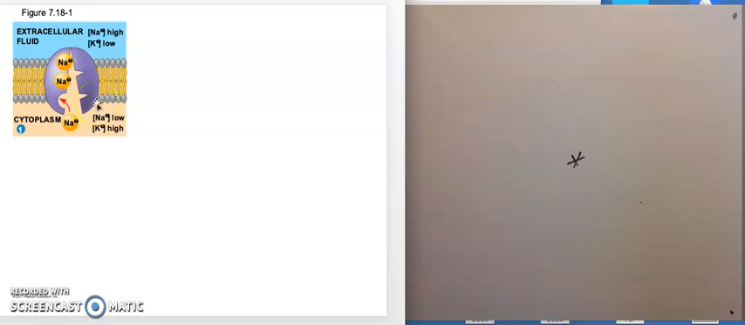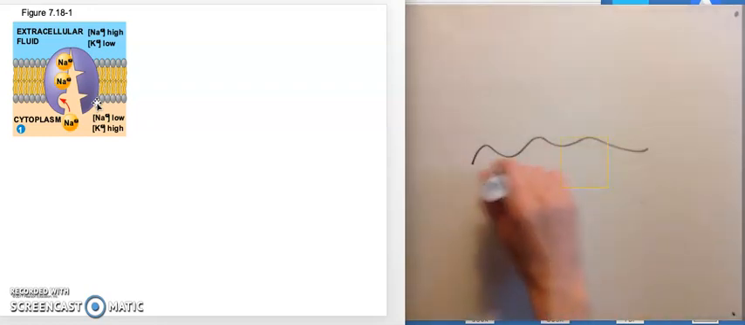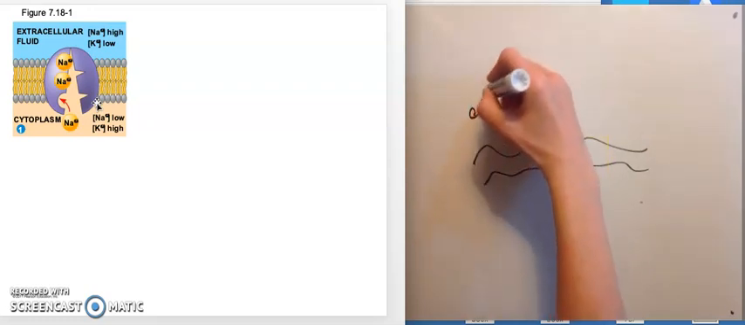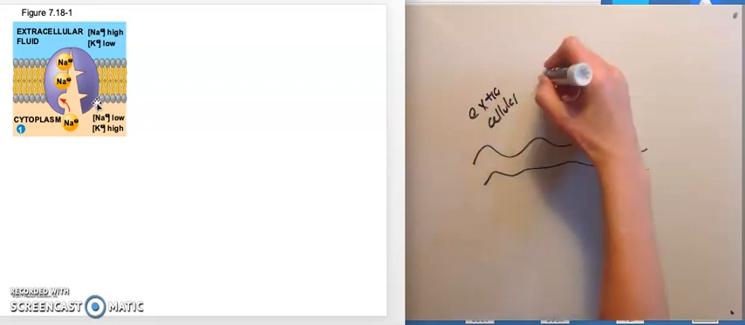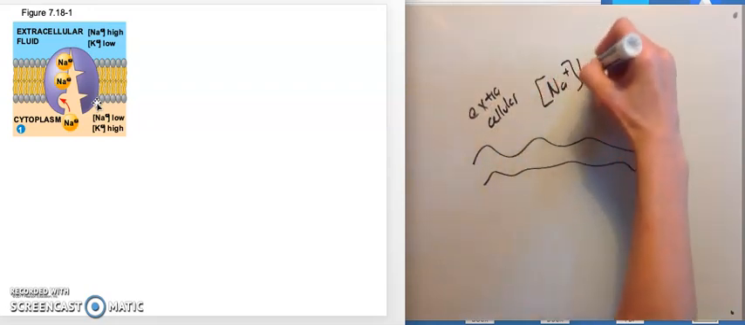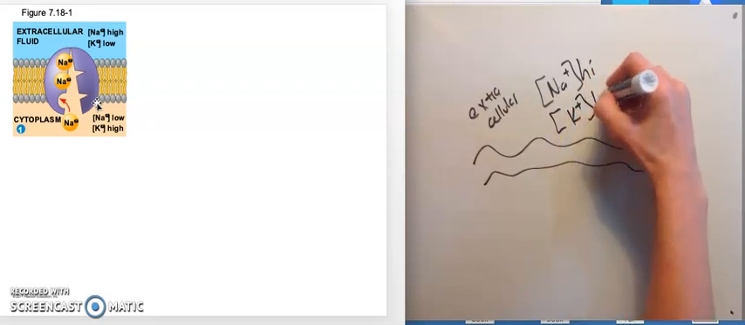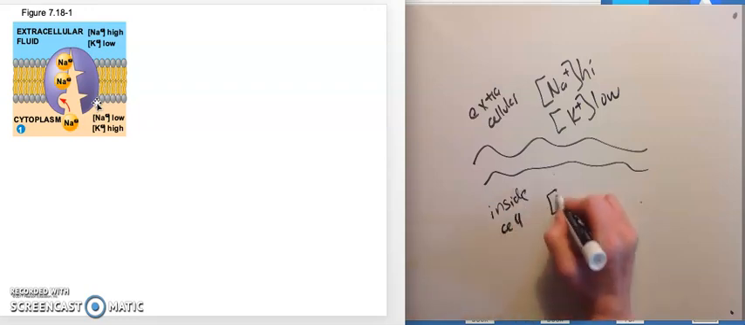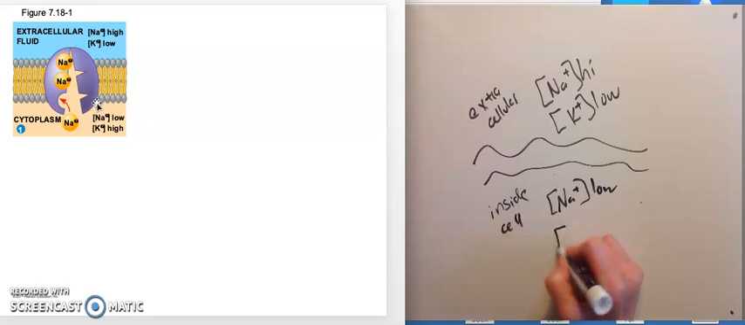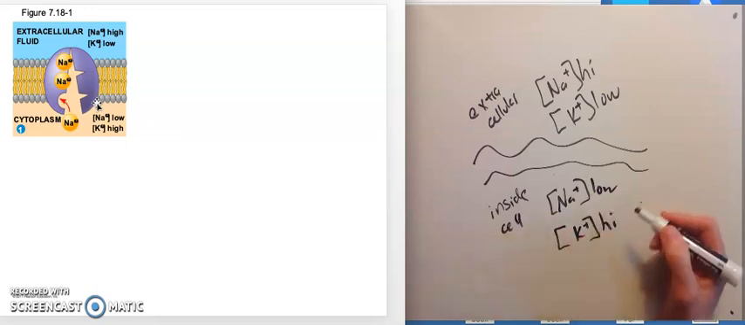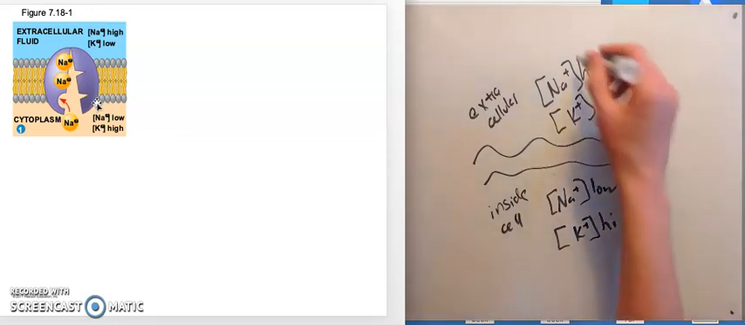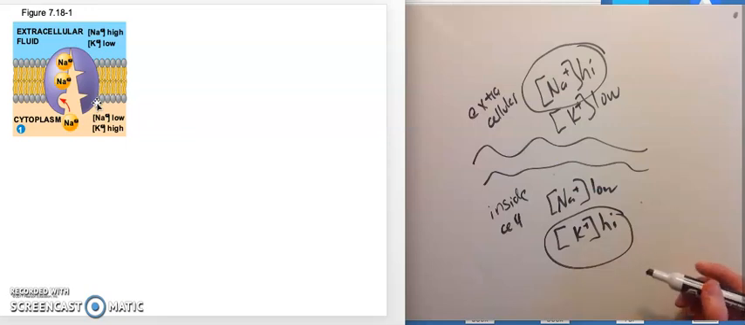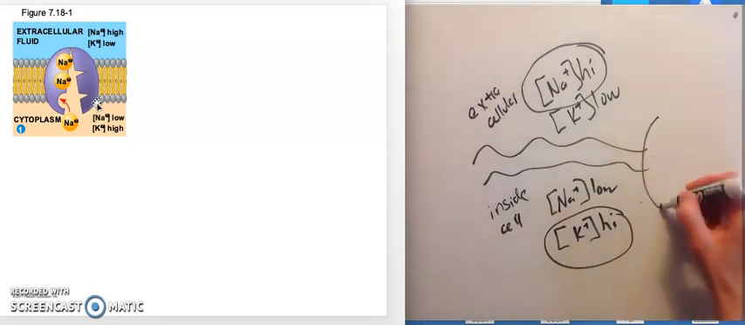So for our cells, the concentration of sodium and potassium on either side of the cell membrane are different. So in the extracellular fluid, the concentration of sodium is high and the concentration of potassium is low. Vice versa, on the inside of the cell, the concentration of sodium is low and the concentration of potassium is high. So that's the first thing you just need to memorize. You need to know that sodium has a higher concentration outside of our cells and potassium has a higher concentration inside of our cells. The reason this is true is because of the sodium-potassium pump.